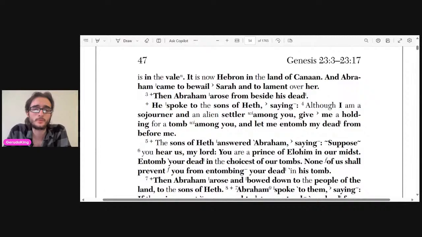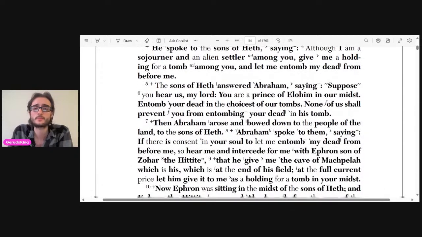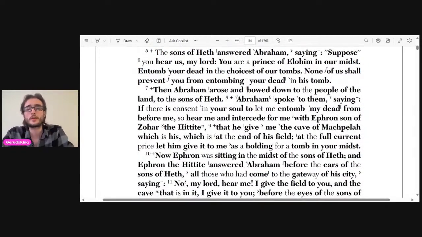And Abraham came to bewail Sarah and to lament over her. Then Abraham arose from beside his dead. He spoke to the sons of Heth, saying, Although I am a sojourner and an alien settler among you, give me a holding for a tomb among you, and let me entomb my dead from before me. The sons of Heth answered Abraham, saying, Suppose you hear us, my lord. You are a prince of Elohim in our midst. Entomb your dead in the choicest of our tombs. None of us shall prevent you from entombing your dead in his tomb.